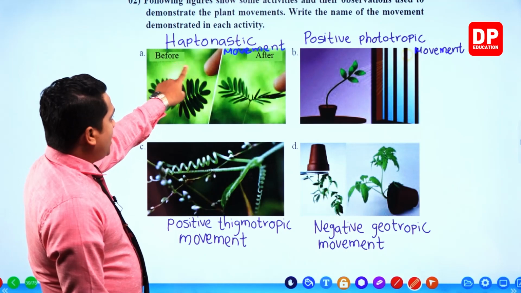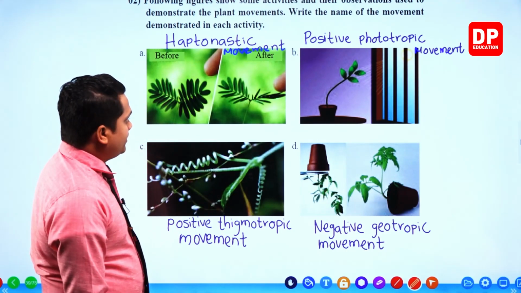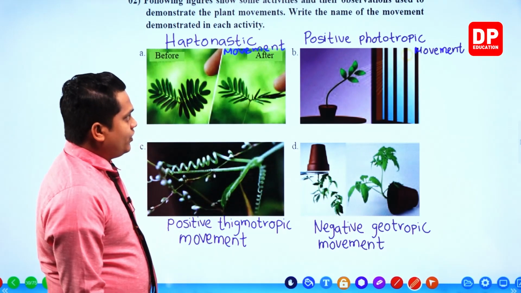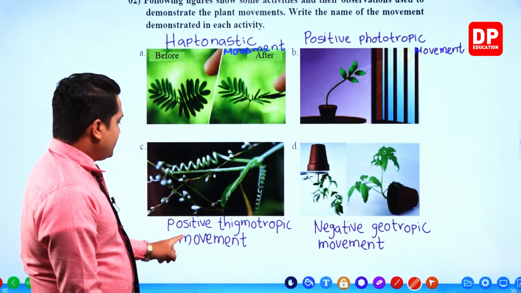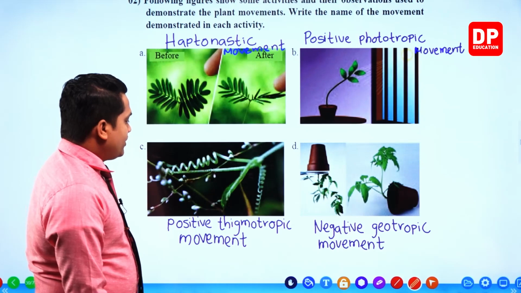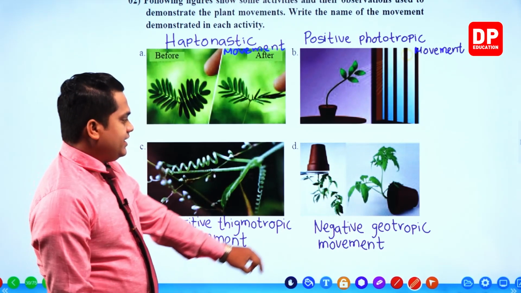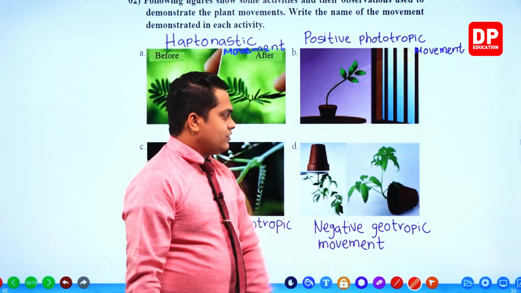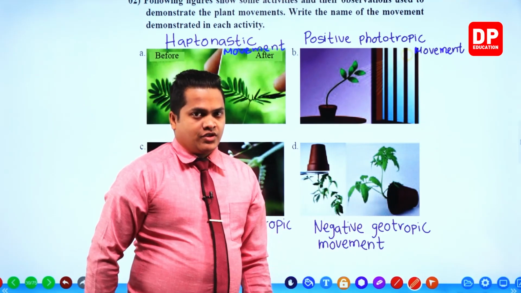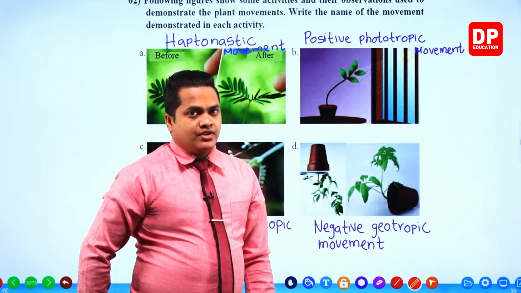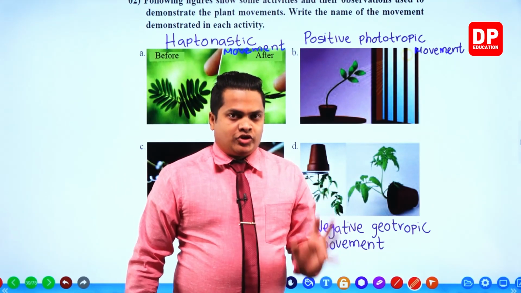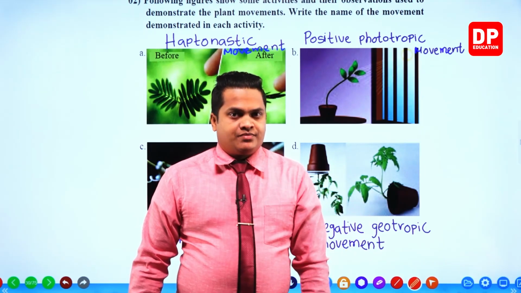Number 1, haptonastic movement. Number 2, positive phototrophic movement. Number 3, positive thigmotrophic movement. Then finally, negative geotrophic movement, as the stem is always growing away from the soil. Okay, so these are the answers for the questions given in your textbook, my dear children.